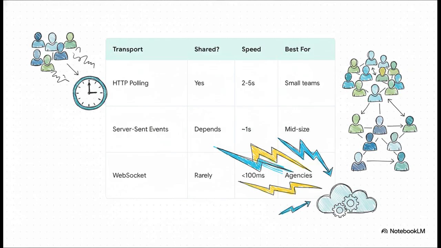Well, if you're on standard shared hosting, you're definitely going to be using HTTP polling. It works everywhere, which is great, but you do get that 2 to 5 second delay. Honestly, for small teams of 2 or 3 editors, that's totally fine. But if you're an agency with 10 or more editors and you want that lightning-fast, under 100 millisecond WebSocket speed, you're rarely, if ever, going to find that supported on a basic shared hosting plan.